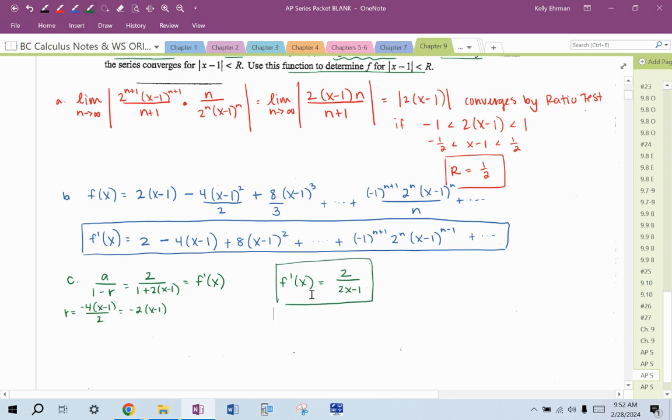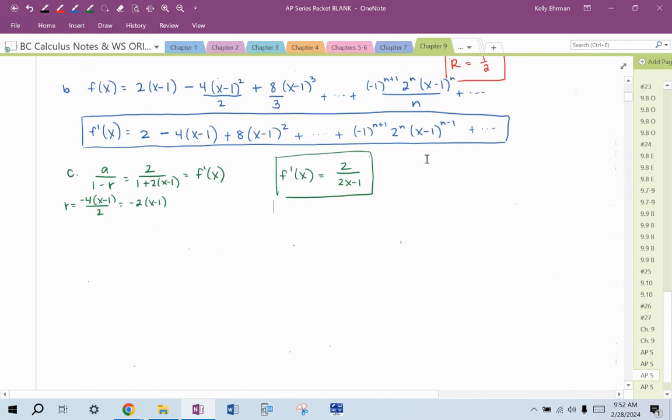Now we are supposed to use f prime to find f. So what's the relationship between f and f prime? Well, f of x is equal to the integral of f prime of x dx. And remember, they want the function. They don't want the series. So don't use a series and integrate. That means we're supposed to take the integral of 2 over 2x minus 1 dx. So, back to like a chapter 4 question, integrate this thing.